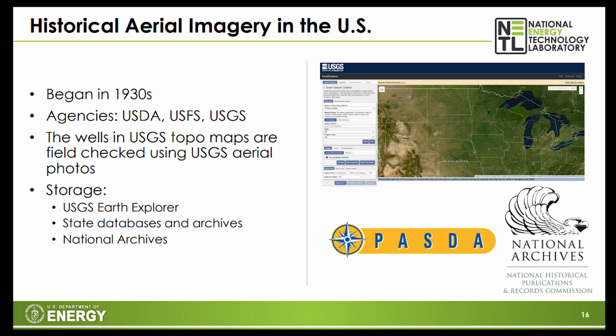In terms of storage, you can access the USGS aerial photos from Earth Explorer, even though the quality isn't great. You can also request high-resolution scans. In some cases, you'll find the USDA or Farm Services photos from the back in the day in state databases and state archives. And in almost all scenarios, you can find all these photos from the National Archives. So that's one platform to find everything.